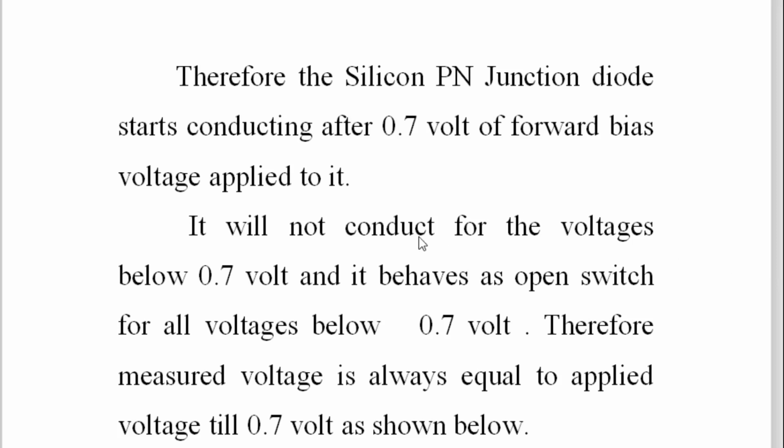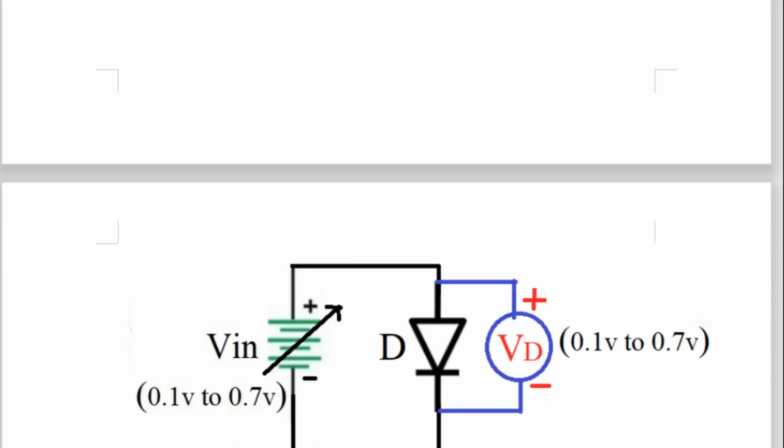It will not conduct for voltages below 0.7 volt, because the external voltage is less than the internal barrier potential, and therefore electrons cannot cross over the barrier potential. Below 0.7 volt it will not conduct, and it behaves as an open switch for all voltages below 0.7 volt. Therefore, the measured voltage is always equal to the applied voltage till 0.7 volt, as shown below.